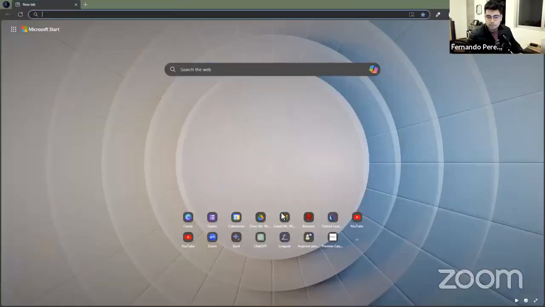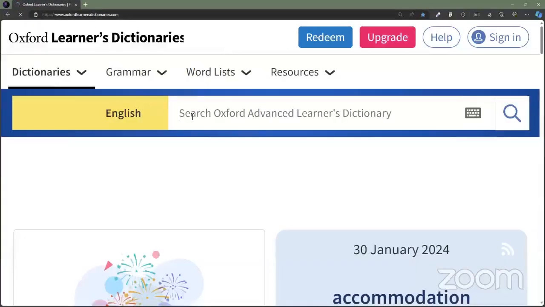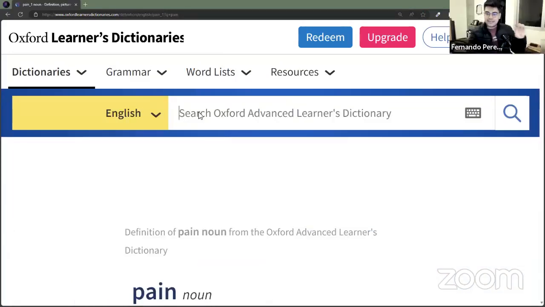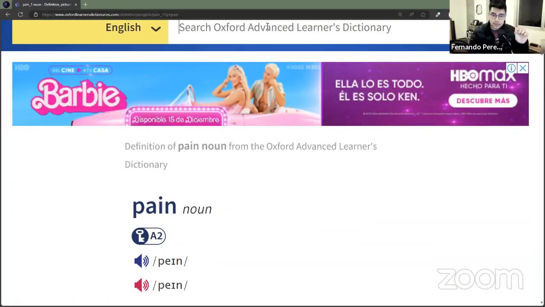Do you know the word pain? Oh, yeah, pain, dolor. Well, sorry, pain. If you are specifically talking about the throat, you use the synonym sore.